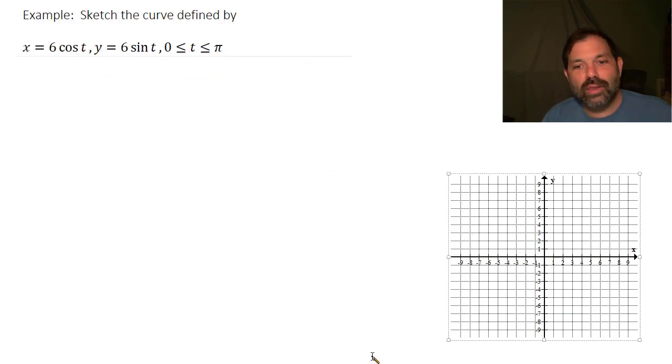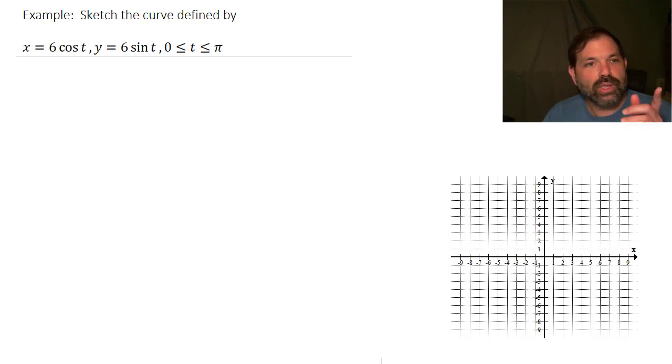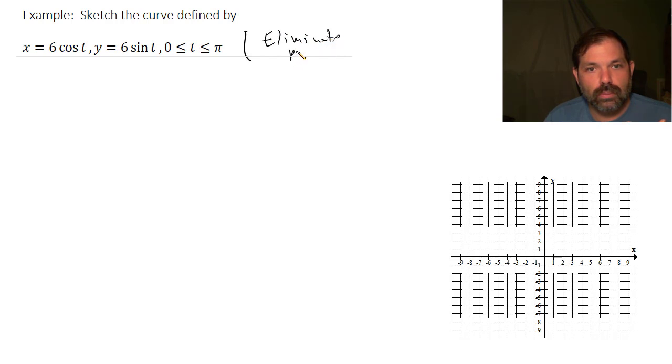All right, so I'd like for you to try this one on your own. I want you to sketch this curve. x is equal to 6 cosine t, y is equal to 6 sine t, t over 0 to pi, and eliminate the parameter. All right, so now would be a good time to pause. Try this one out on your own.